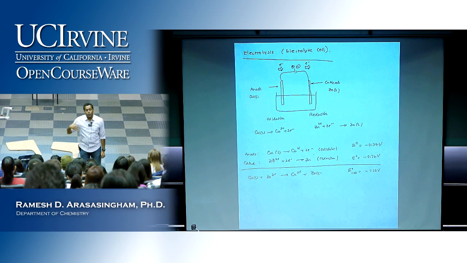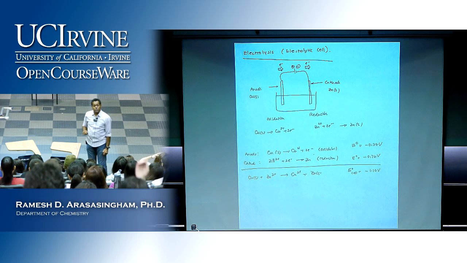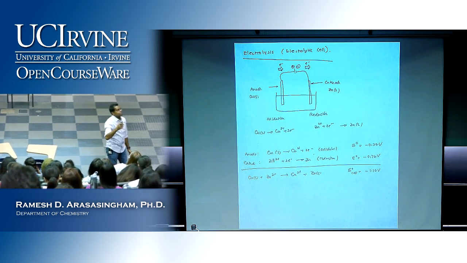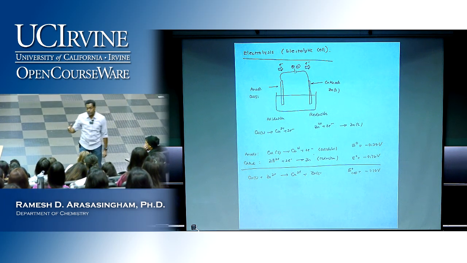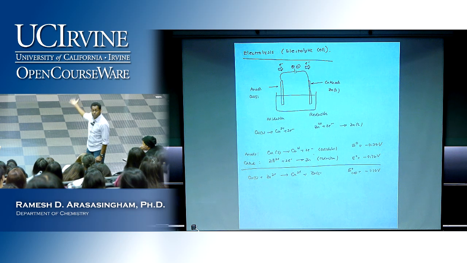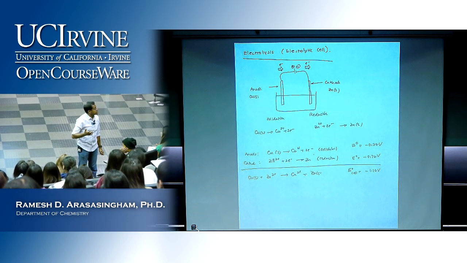All right? So if you want to get this to go in this direction, not only do you need to supply an external source of 1.10 volts, but you may have to supply a little bit extra, approximately 0.06 volts, which is called the overpotential. So you would supply this plus the overpotential, so you have to supply something like 1.16 volts to get the reaction to go in that direction. Does that make sense to everybody?